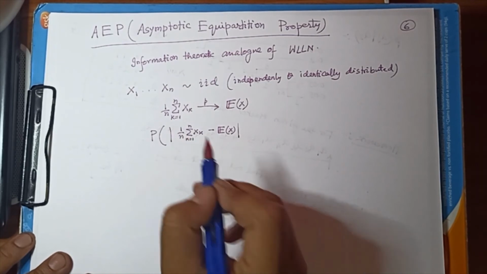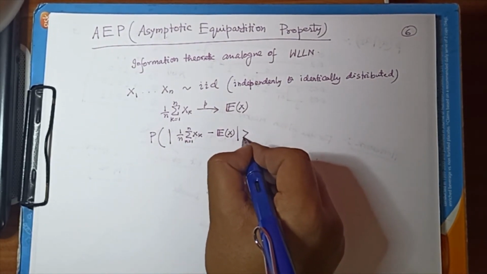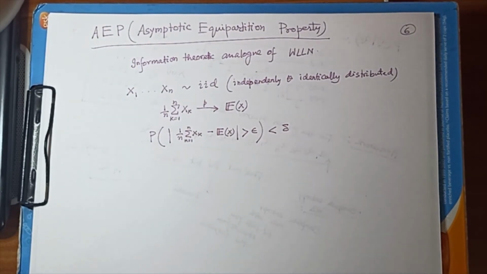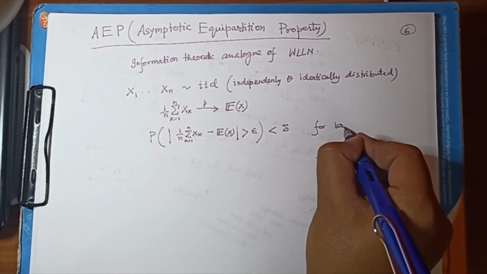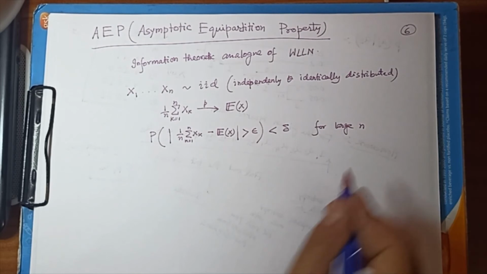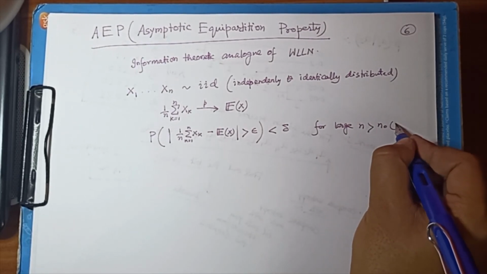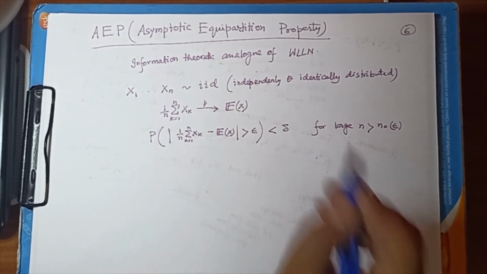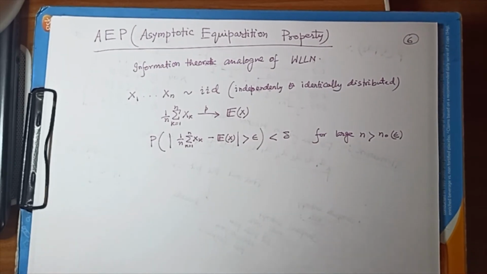greater than some epsilon is less than some delta. It goes to 0 as you increase n. So for large n, n greater than some n0 as a function of epsilon, I can say. Delta is some small number. Okay, so this is the exact statement of the weak law of large numbers. This we have proved earlier, so I am not going into that proof again.